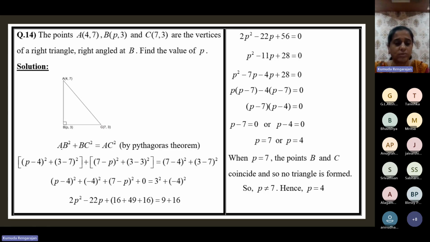So like that, use the distance formula and write out for AB squared, BC squared, and AC squared. That's it.